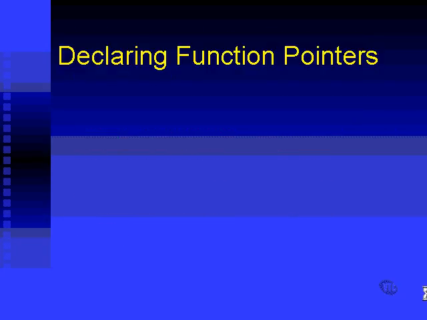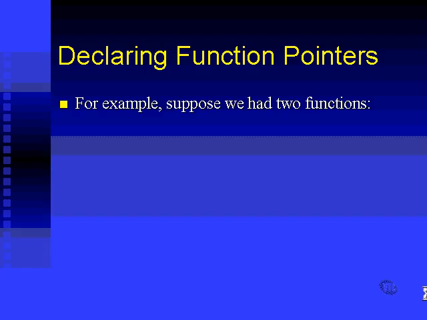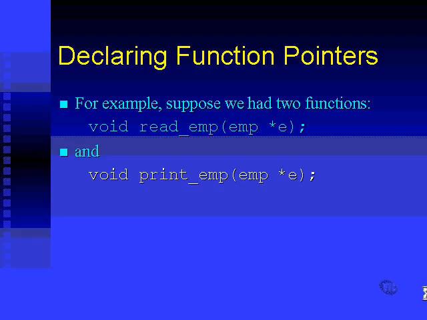Declaring a function pointer. Let's say we have two functions. We're going to use our employee example. Remember our employee structure? We've got one function that reads employees, and we've got another function that prints employees. Notice they're very similar functions. In fact, if you were just to look at the prototype here, the only thing that's different is the name of the function. That's quite handy for us. Anyway, they're both void functions, and they both take a single parameter, which is a pointer to an emp, which we know happens to be an employee structure.